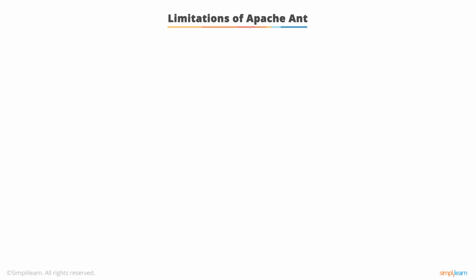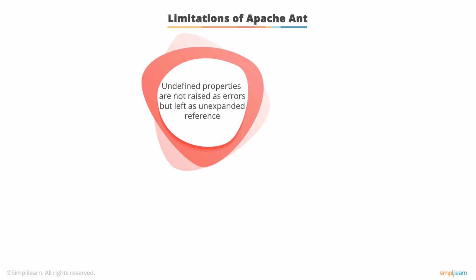The limitations of Apache Ant. In Apache Ant, there are a few limitations. Some of the limitations are, number 1, configuration error checking is limited. Undefined properties are not raised as errors, but are left as unexpanded references.